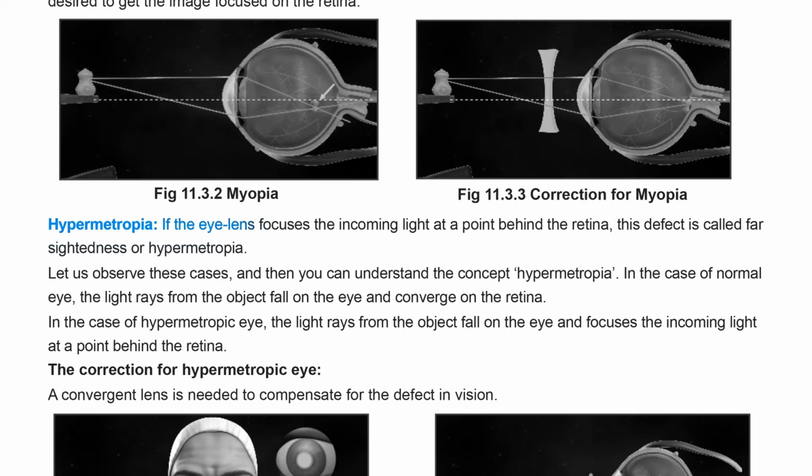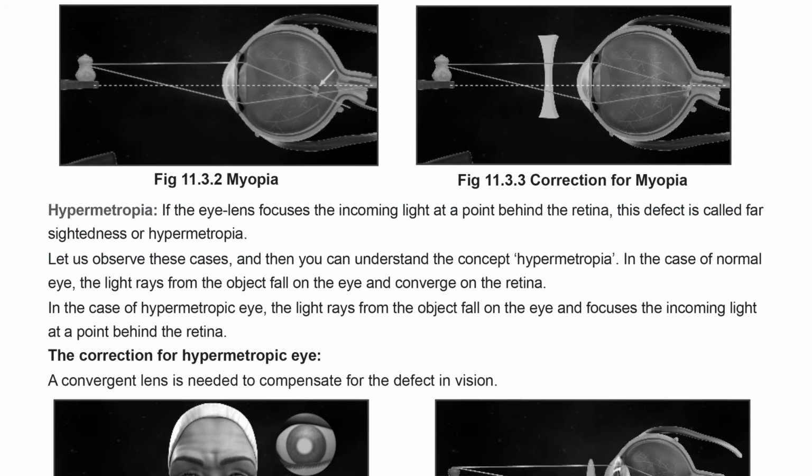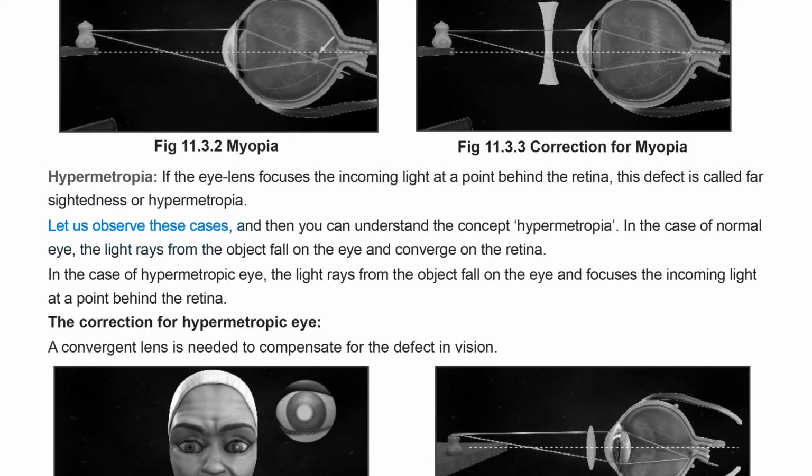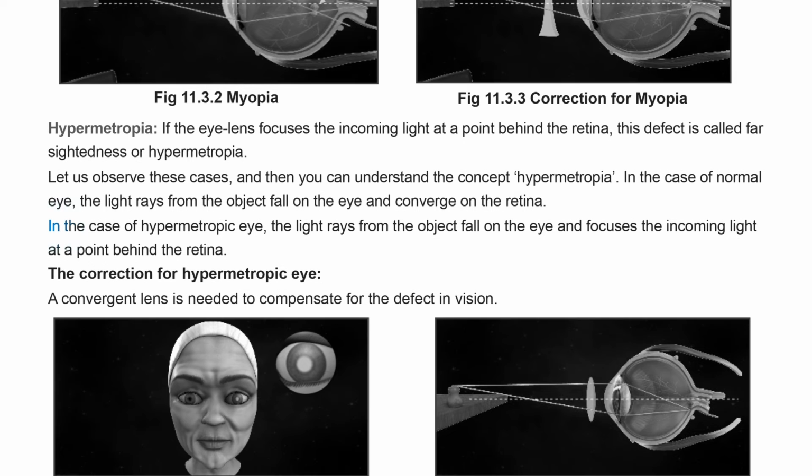Hypermetropia. If the eye lens focuses the incoming light at a point behind the retina, this defect is called farsightedness or hypermetropia. Let us observe these cases, and then you can understand the concept. Hypermetropia. In the case of a normal eye, the light rays from the object fall on the eye and converge on the retina. In the case of a hypermetropic eye, the light rays from the object fall on the eye and focus the incoming light at a point behind the retina.